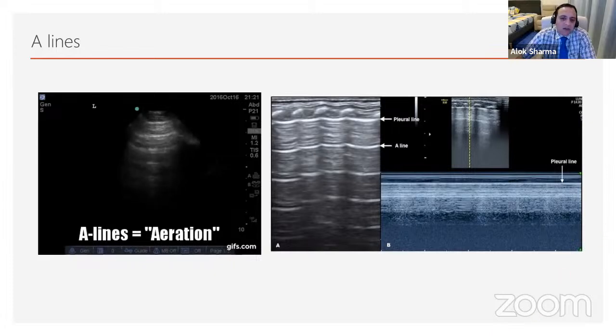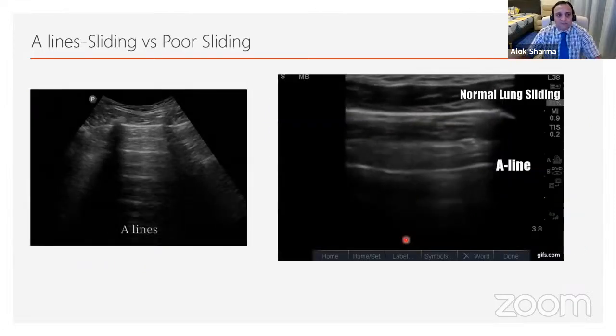And the classical description on M mode for this pattern is what is classically described as a seashore sign. So really what you're seeing is waves at the top with the beach and sand at the bottom. So it's also called the seashore sign or the sandy beach sign. This is what I would classically say is aerated normal lung, and you can see pleural sliding over here.